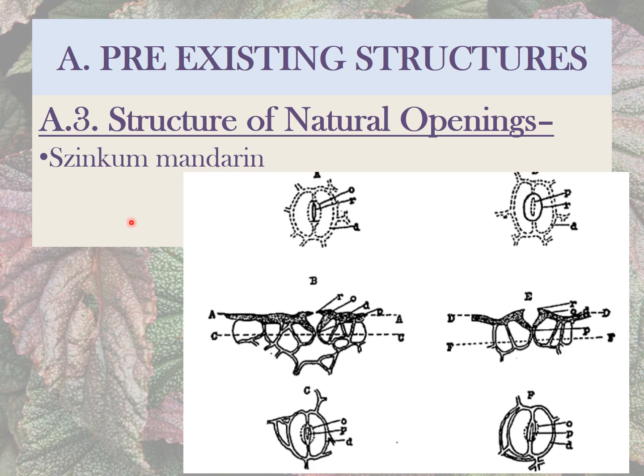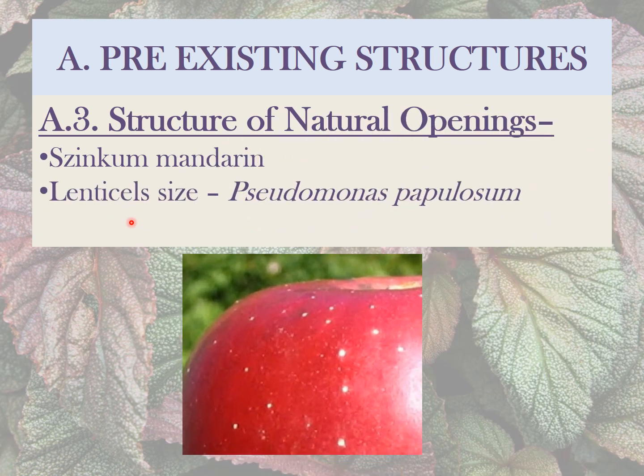So there are plants wherein the stomata has been modified and it is narrow, which prevents the entry of the pathogen, or which makes it difficult for the pathogen to enter. The second example is the size of the lenticels. These are the lenticels that you can see on the apple fruit. It has been seen that larger size lenticels can easily allow the bacterium Pseudomonas papulans, which causes spot disease of apple, and the varieties which have smaller size lenticels can prevent the entry of this pathogen. So lenticel size is important for this pathogen to enter.